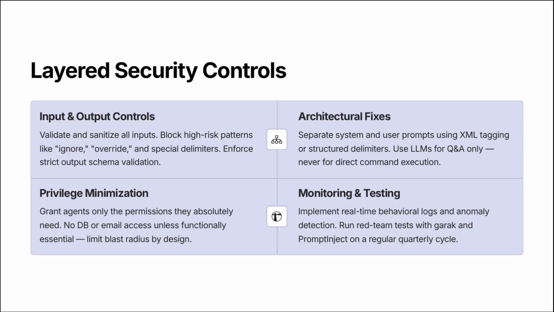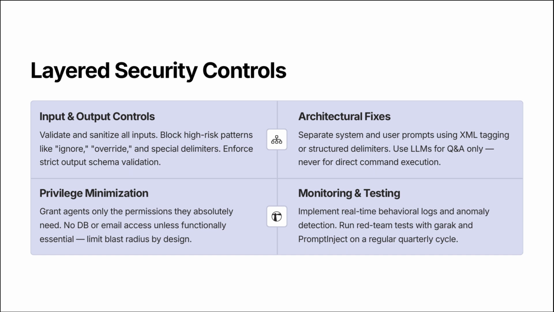Layered security controls work best when each control addresses a different part of the risk. At the input and output level, validate and sanitize everything coming in, block suspicious patterns such as ignore, override, or unusual delimiters, and make sure responses conform to a strict output schema. At the architectural level, keep system and user prompts clearly separated with XML tags or other structured delimiters. Also use the language model for question answering and reasoning, not for directly executing commands.